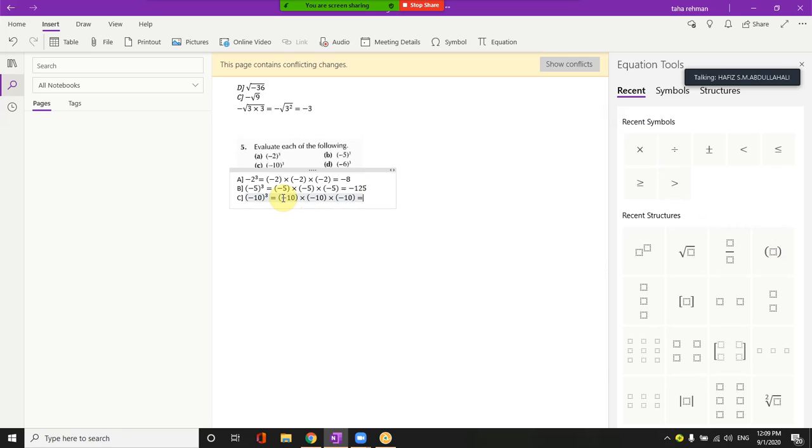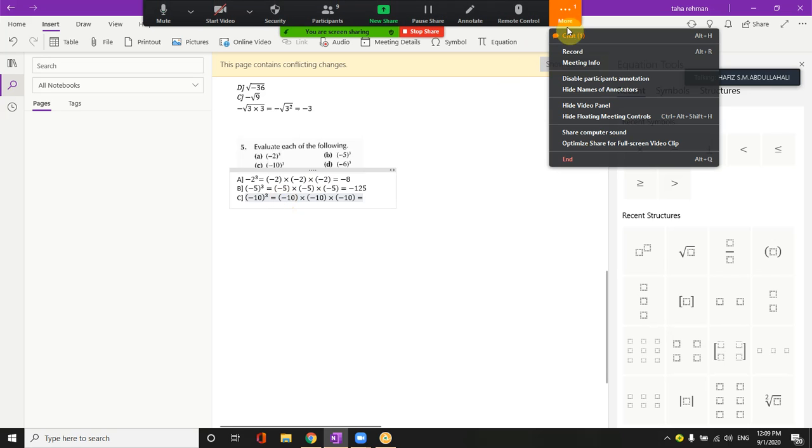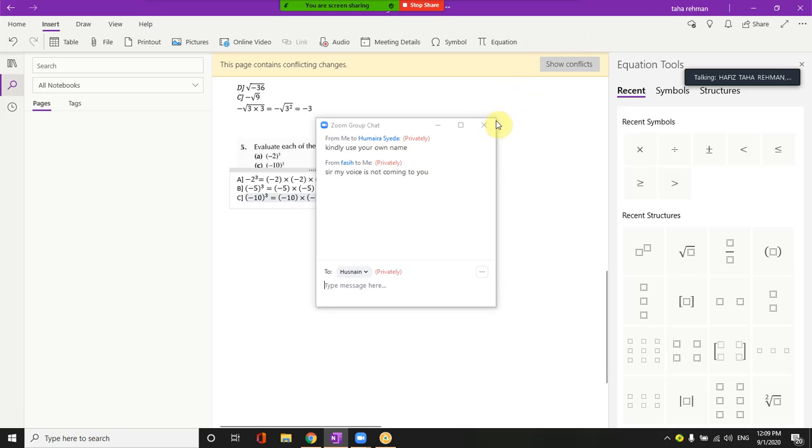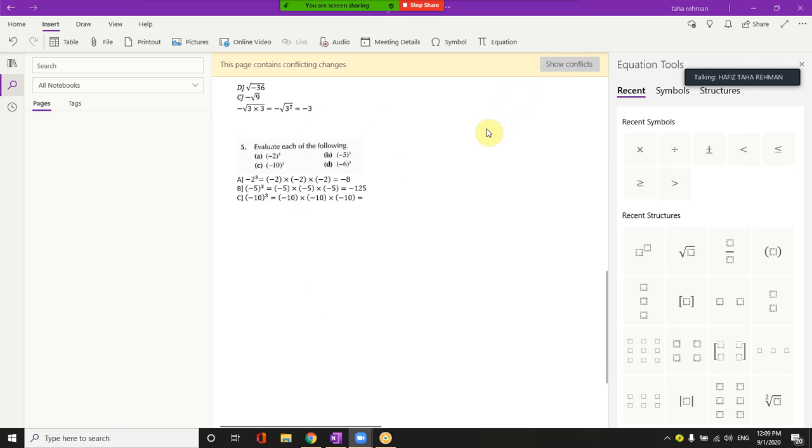-30 is the wrong answer, beta. They are not adding basically. They are multiplying each other. Okay? Minus 1000, sir. How many negative signs? 3. So is 3 an odd number or even number? 3 is an odd number, so the final answer would be negative.